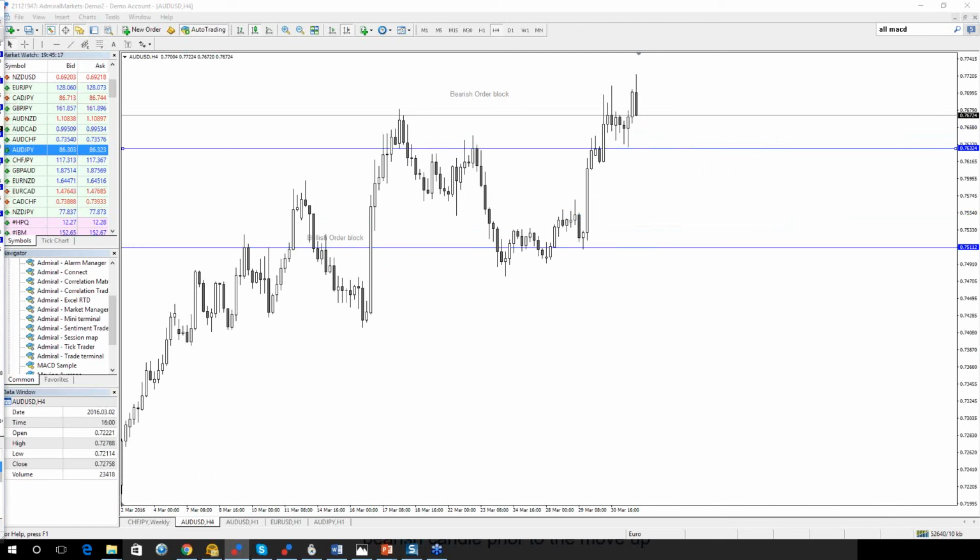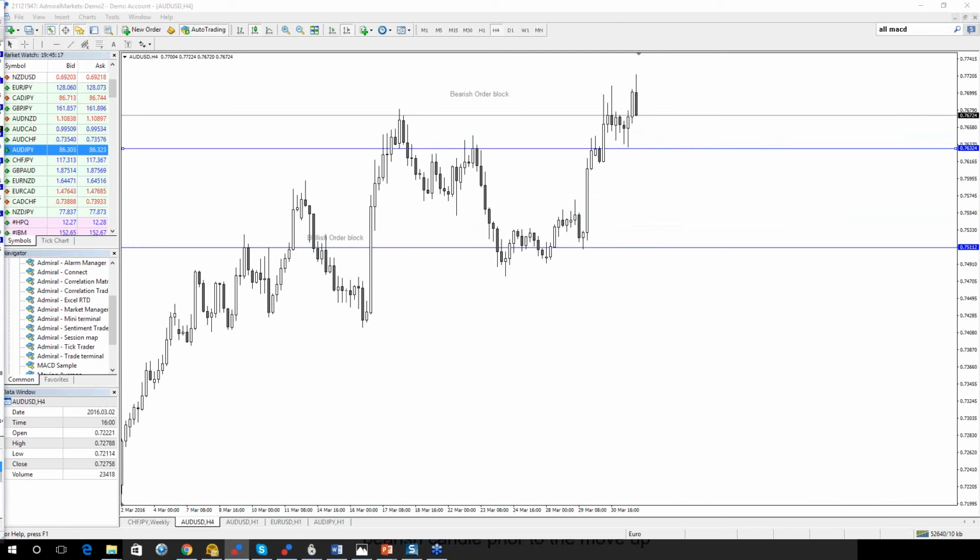So pay attention to it. Another example, okay, yes, bullish order block, guys. Look at this candle and look at these candles. Now, as the price goes up here, you see that this is resistance.